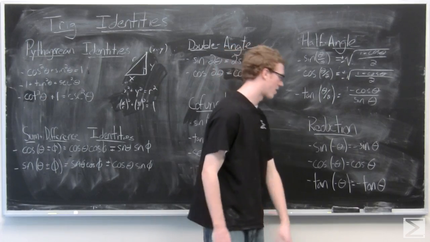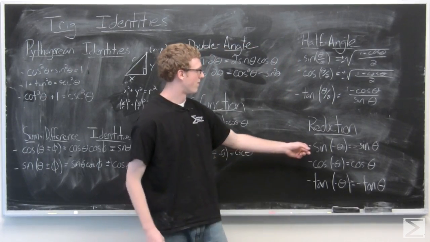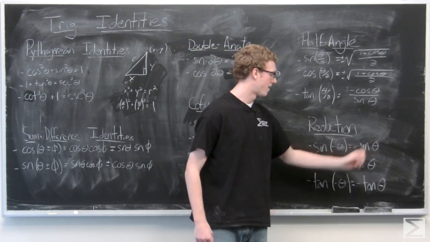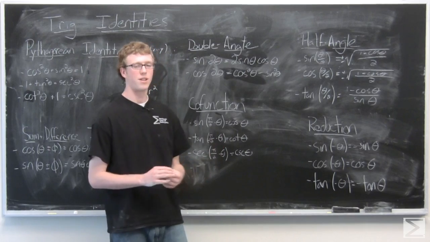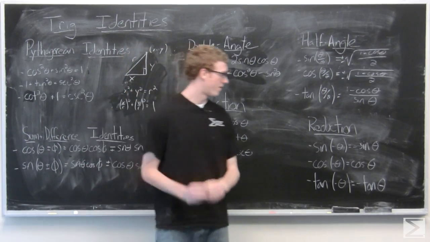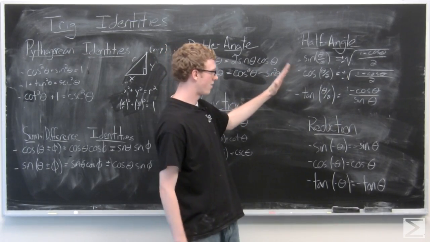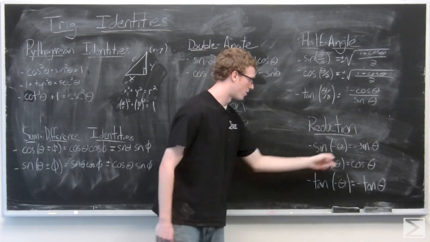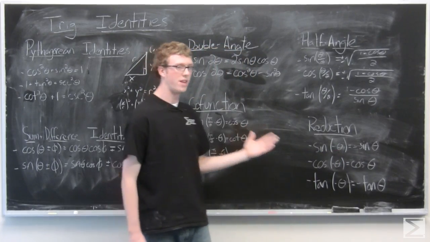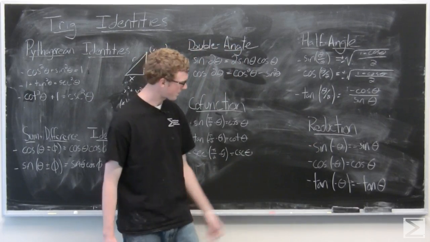And then last, you have the reduction identities. These are actually pretty easy to visualize. So if you have sine of negative theta, it's going to give you negative sine of theta. If you think of an angle in, say, the first quadrant, that's going to be positive here. And when you take the negative angle, what it's going to do is send that angle below the x-axis. So that makes sense that sine of negative theta is negative sine of theta.